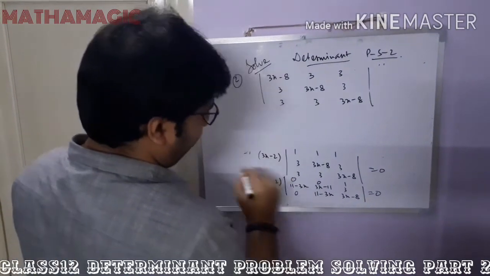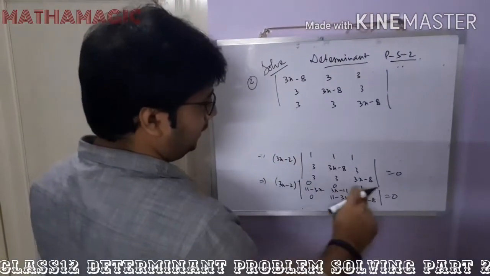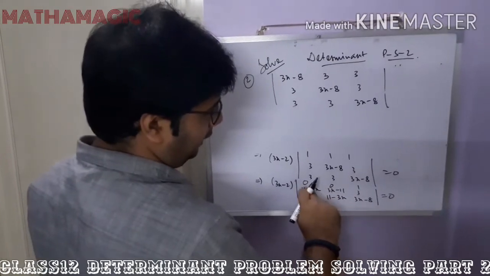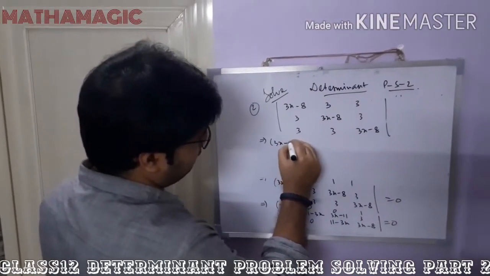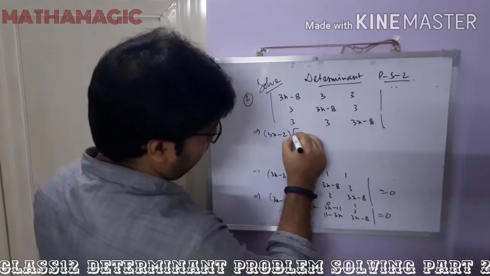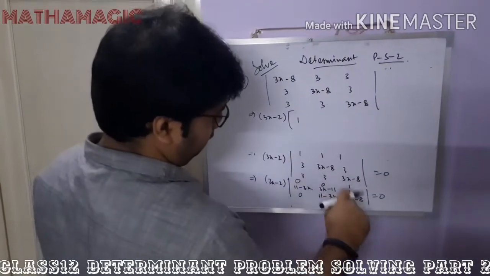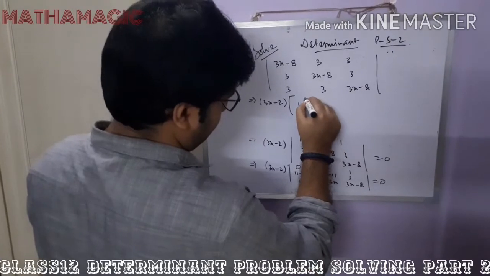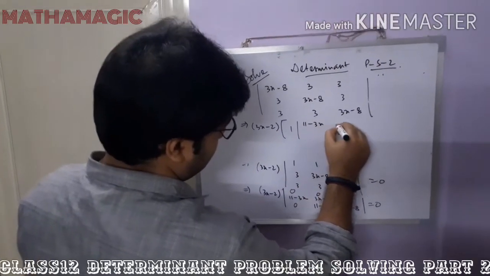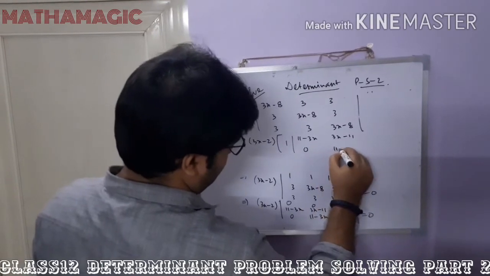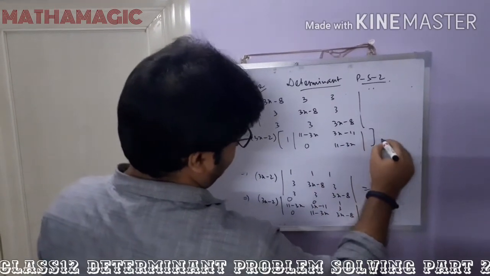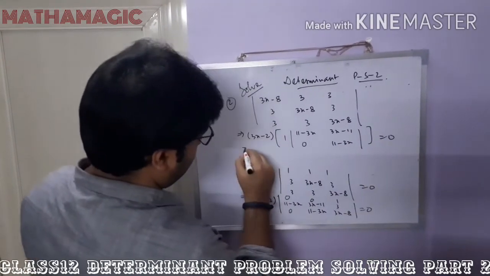So we will expand by the first row, because in the first row we have 2 zeros and only 1, 1. So it will be easier to expand using the first row. If we do the same, then it will become 1. We'll just do these calculations: 11 minus 3x, 3x minus 11, 0, 11 minus 3x. So this is how we got the things.